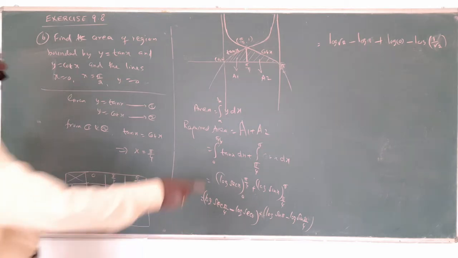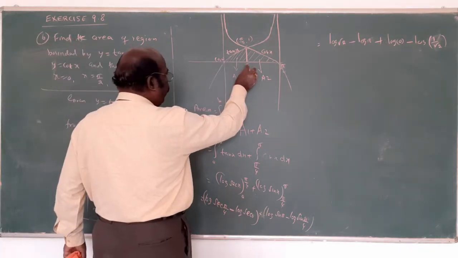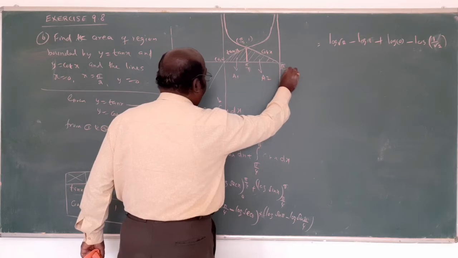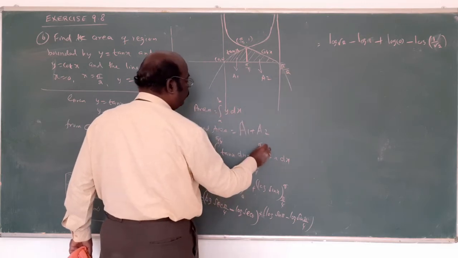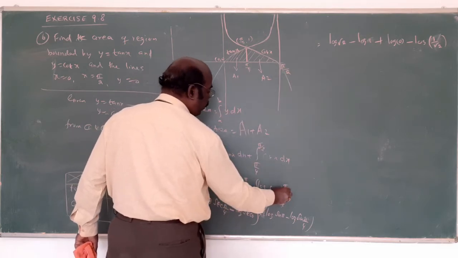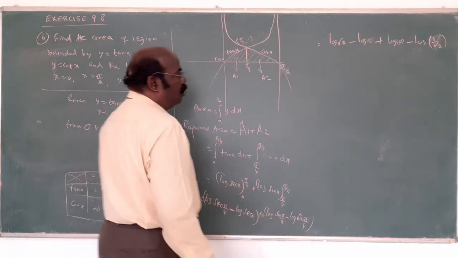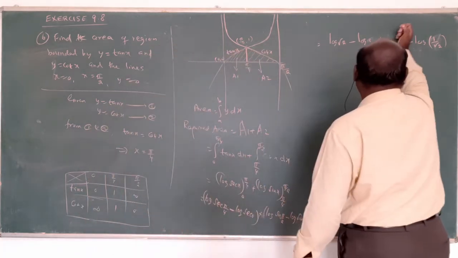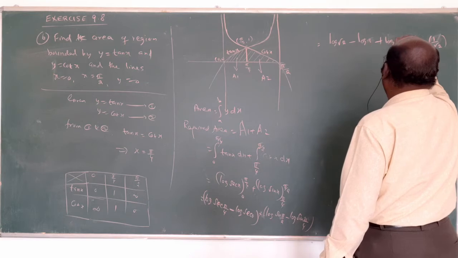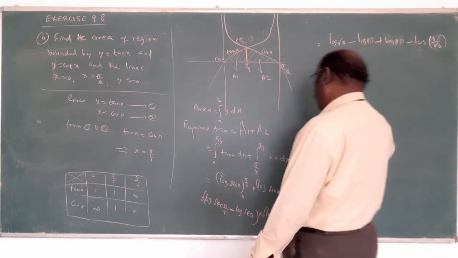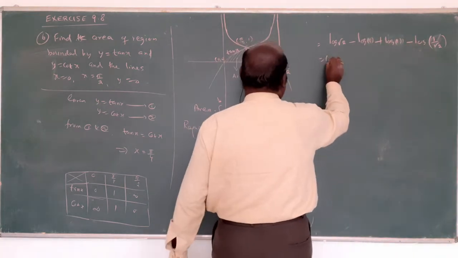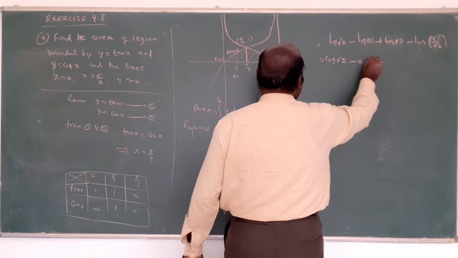So sin pi by 2 is 1. Am I correct? We have pi by 2 and pi by 2. Log of 1 is 0, log of secant 0 is 0. So we are left with log root 2.